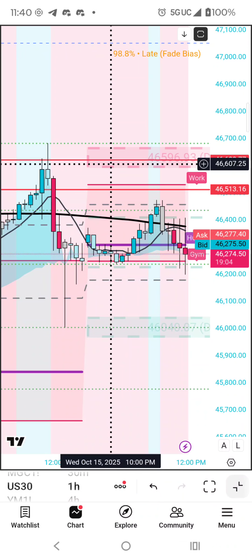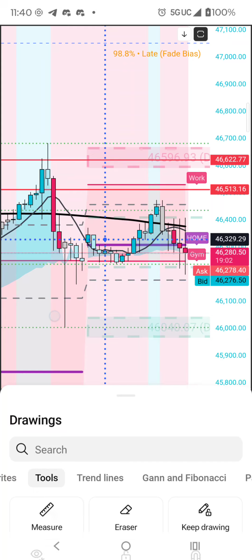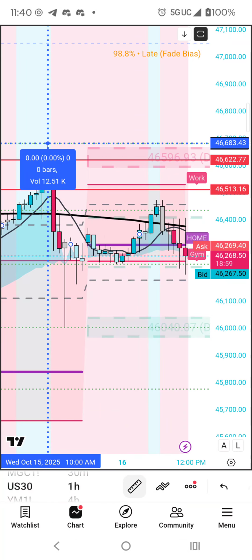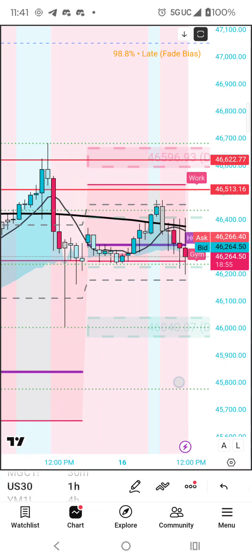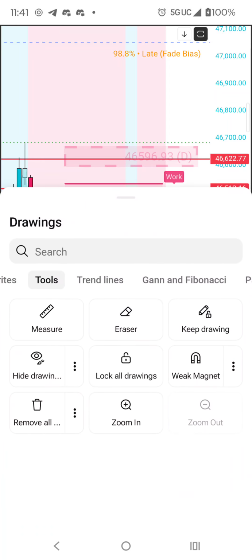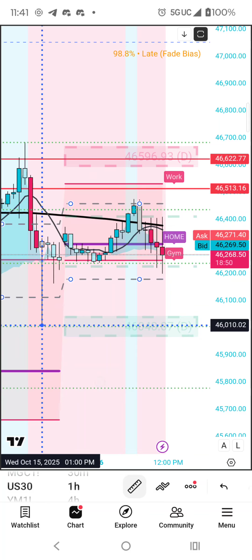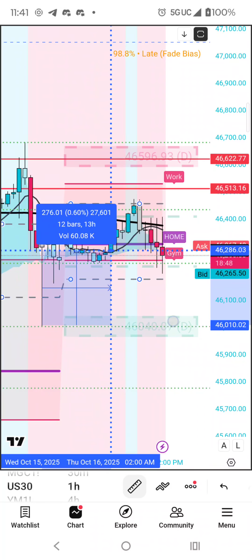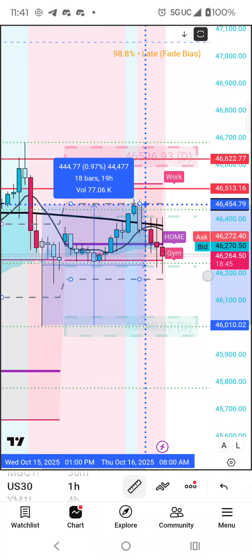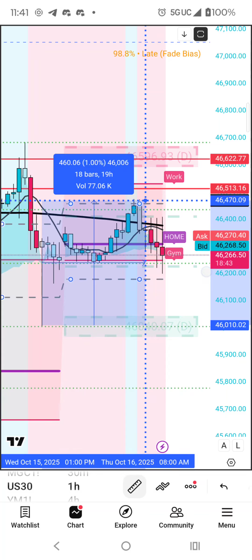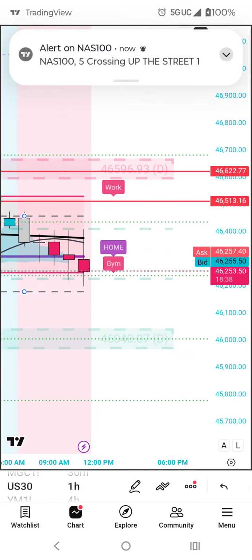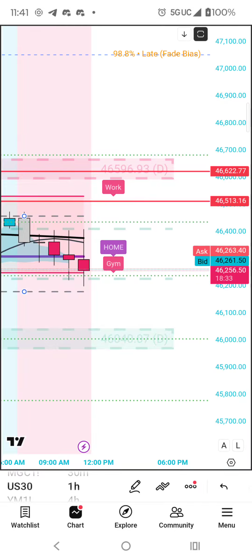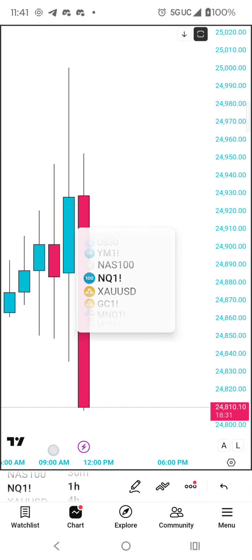Look how big this day was. From here, and we got entries up there, down to here was 679 pips. Then it bought from down here all the way back home and all the way up to here, which was 460 pips. Right? Look, now it's crossing up the street. So that was US 30. What do we see in Nas?